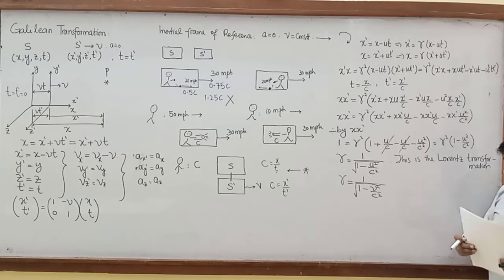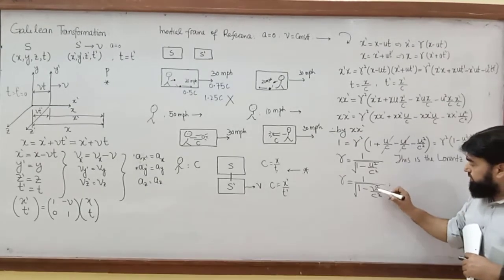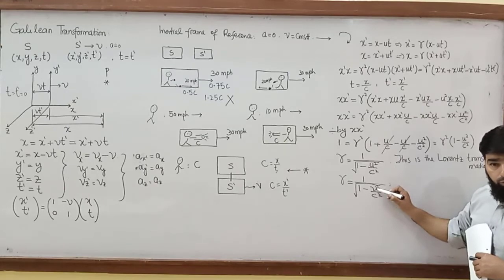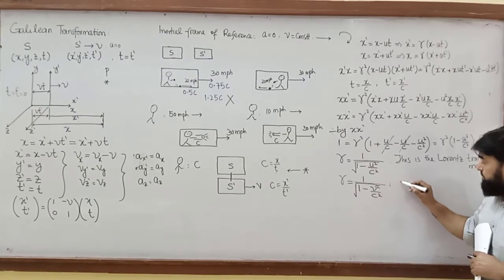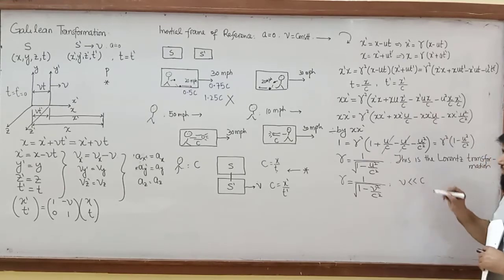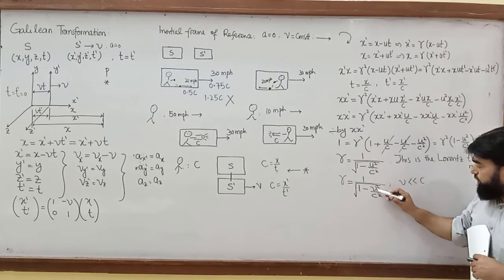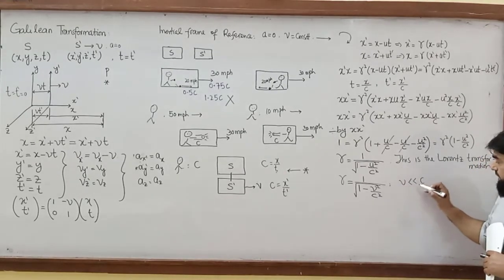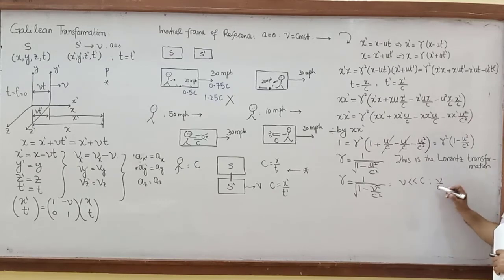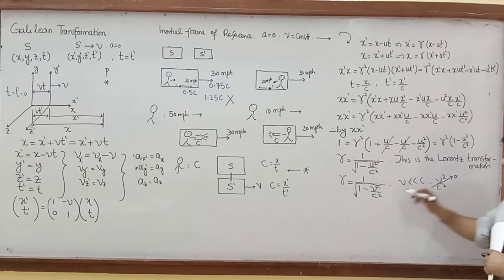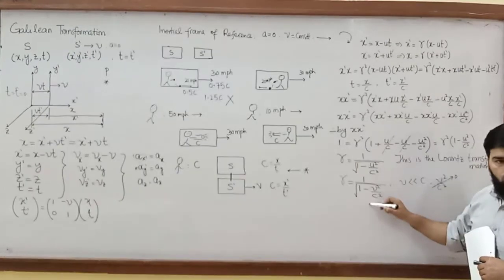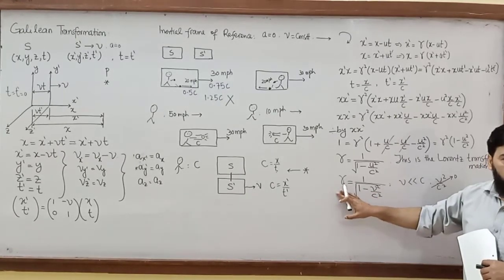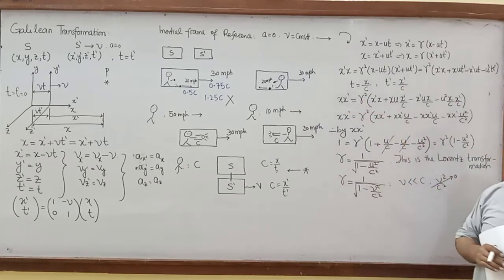And from here, what about gamma? If the frame speed, the speed at which the frame is moving, is much, much less than the speed of light, then v over c will go to zero. v over c will be very small, and v over c whole squared will be even smaller. So it will almost go to zero. And 1 minus 0 is 1, 1 over 1, and gamma is equal to 1. So we will get the Galilean transformation.